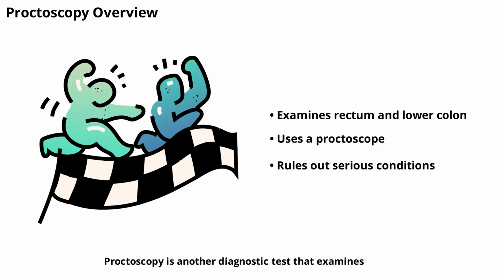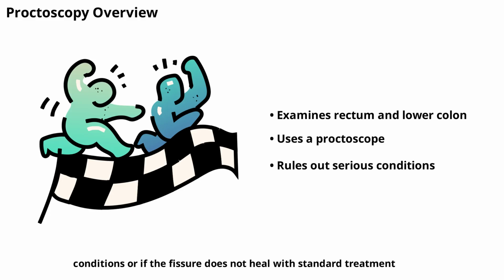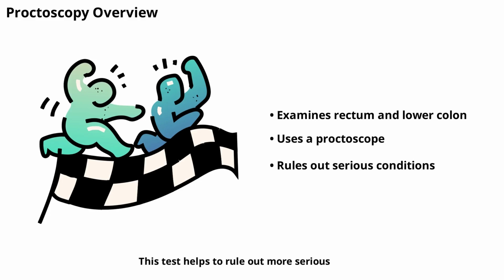Proctoscopy is another diagnostic test that examines the rectum and lower part of the colon. It uses a slightly longer instrument than the anoscope, called a proctoscope. While not always necessary for typical anal fissures, proctoscopy may be recommended if the doctor suspects other underlying conditions or if the fissure does not heal with standard treatment. This test helps to rule out more serious issues, such as tumors or inflammatory bowel disease.